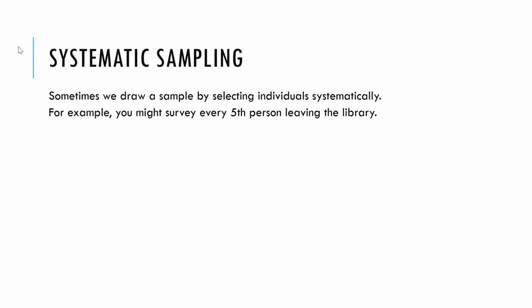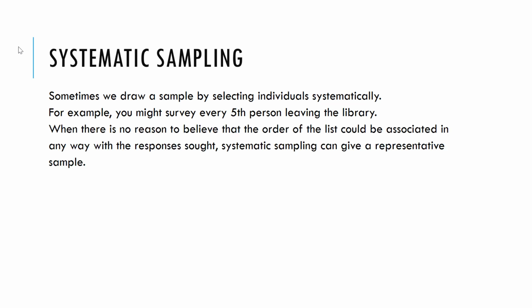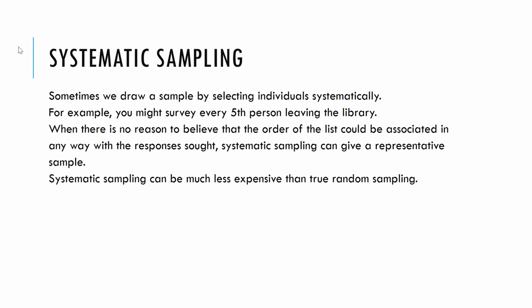The last method of unbiased sampling that we want to discuss is systematic sampling. Sometimes we draw a sample by selecting individuals systematically. For example, you might survey every fifth person leaving the library. When there is no reason to believe that the order of the list could be associated in any way with the responses sought, systematic sampling can give a representative sample. Systematic sampling can be much less expensive than true random sampling.